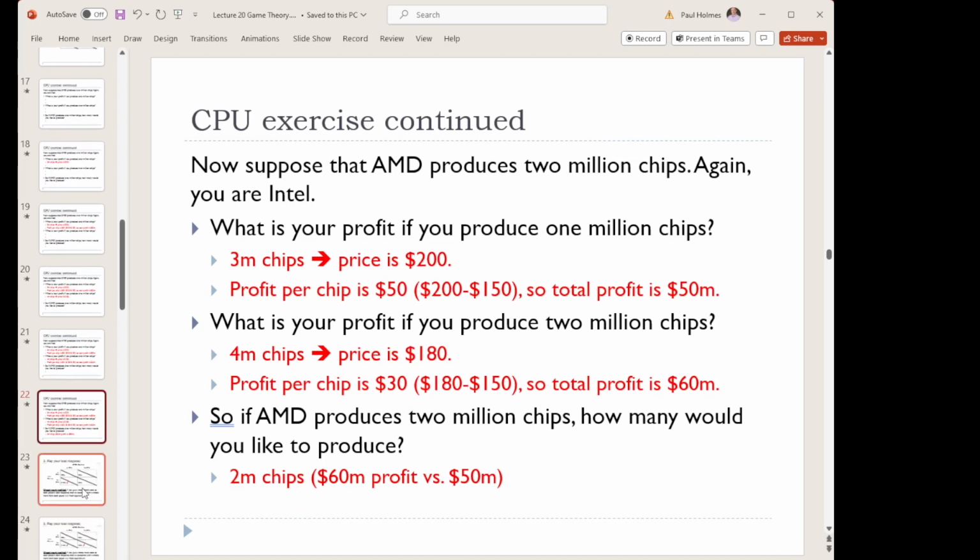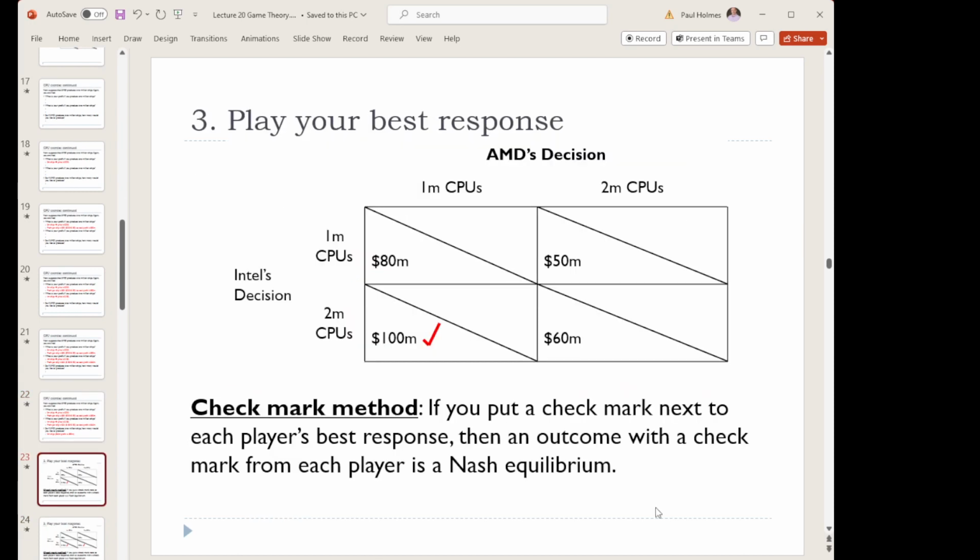We can take those profit numbers and again put them into our matrix here. When AMD produces 2 million, if we produce 1 million, we get $50 million. If we produce 2 million, we get $60 million. And so we prefer 60 million. We say that we would choose to produce 2 million. We put a check mark beside that to emphasize the choice that we're making.